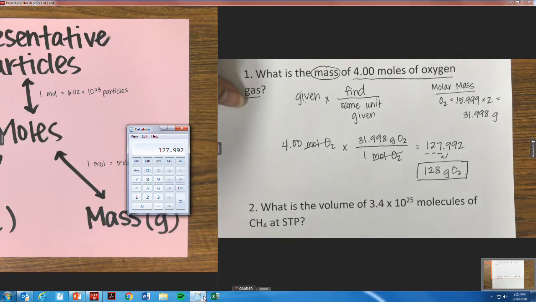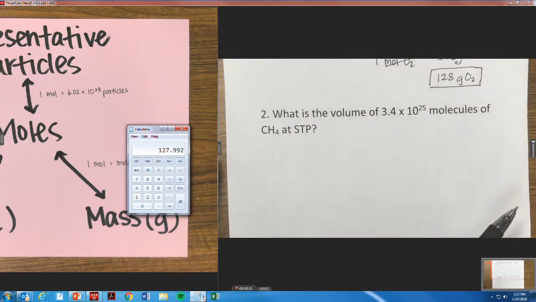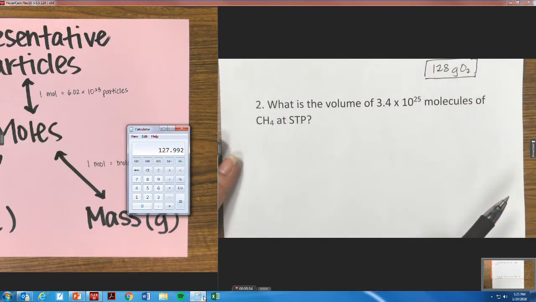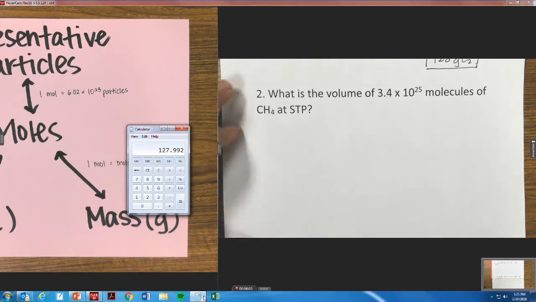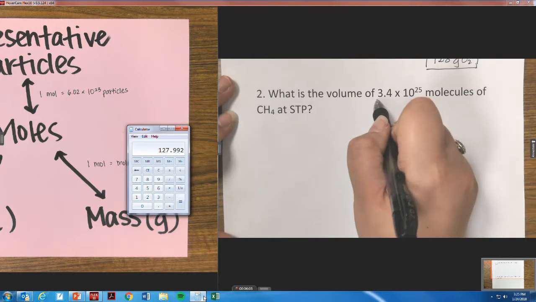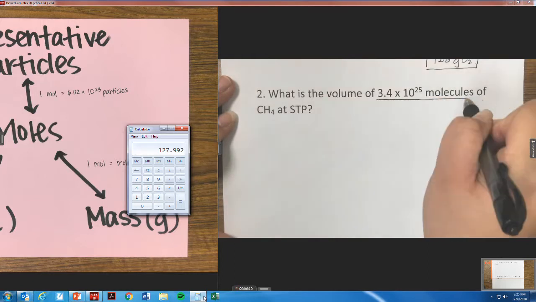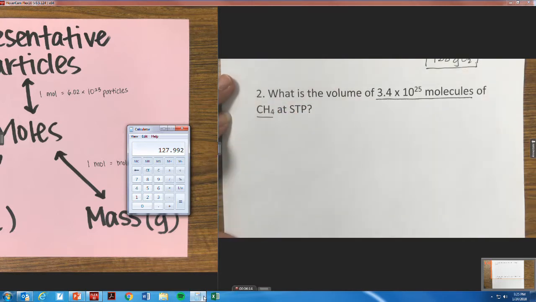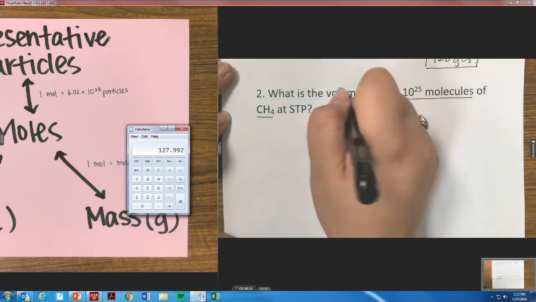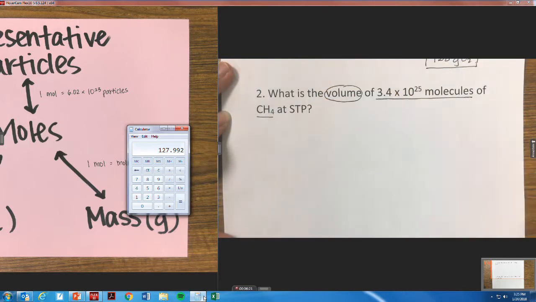Okay, so number two. Number 2, what is the volume of 3.4 times 10 to the 25th molecules of CH4 at STP? So first step is to identify what's been given, and what's been given is 3.4 times 10 to the 25th molecules of CH4. And what am I trying to find? I am trying to find volume.